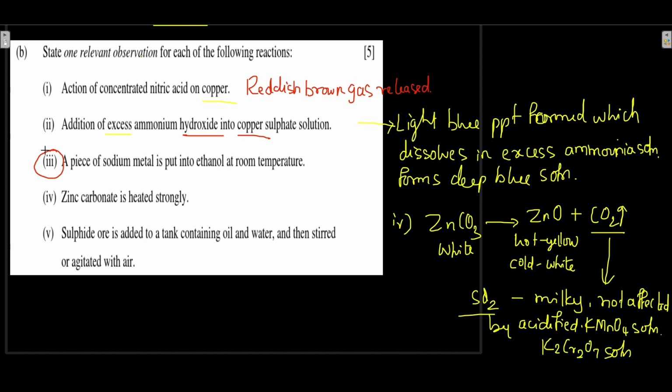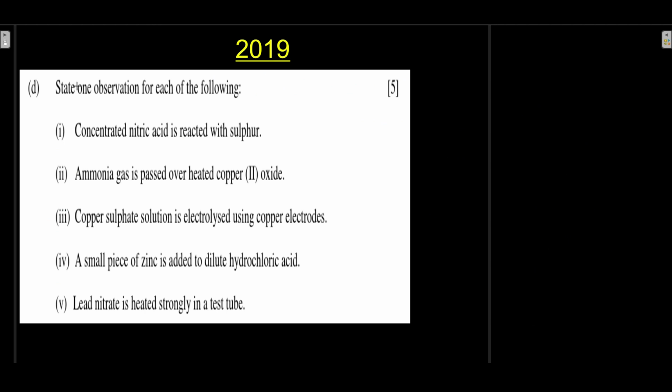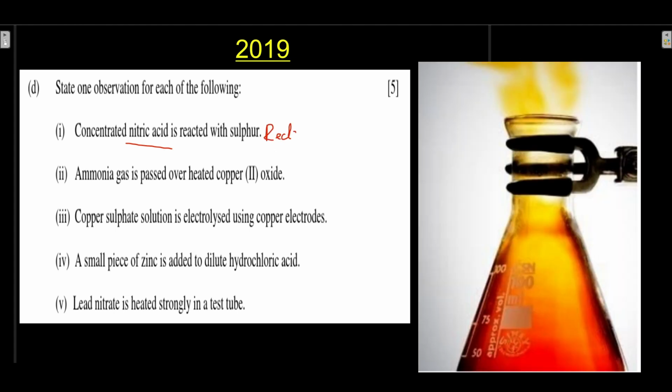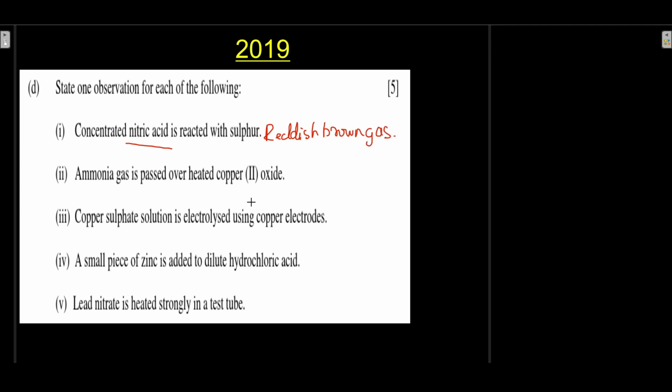Last one, sulfide ore. This question is also not there in syllabus, leave this. Concentrated nitric acid reacted with sulfur. Again you can see the question is repeated here. What you will write? Reddish brown gas straight away. Reddish brown gas released or evolved.